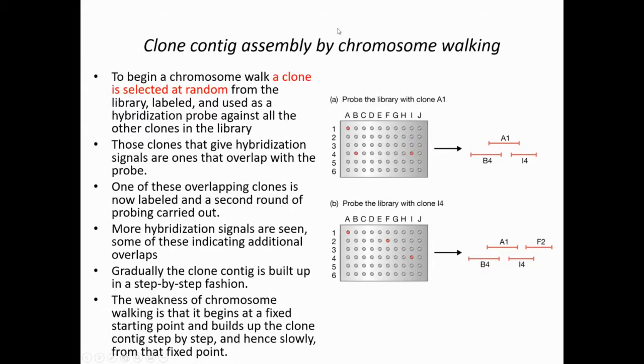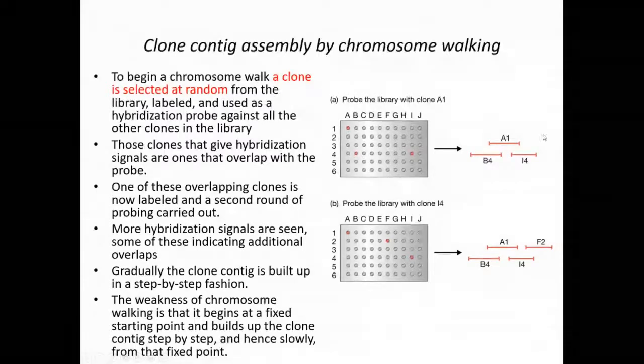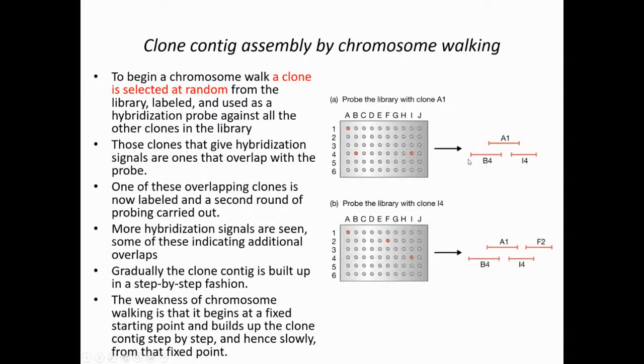So basically, this is more detailed than the previous one. You have a genomic library, all right? You use the DNA from clone A1 to hybridize the whole genomic library, and then you see the signal at B4, I5, I4, B4. So you know A1, B4, I4 are next to each other, all right? So you can have I1 in the middle, and I4, B4 are next to A1, all right?